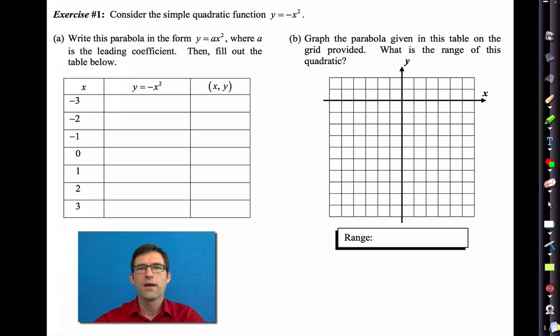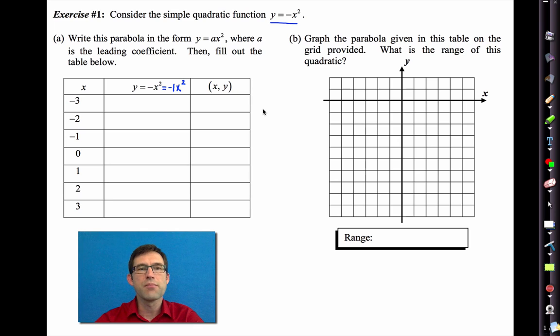Let's jump in and look at another simple quadratic function without our calculators. The simple quadratic function y equals negative x squared is one of the most important ones out there, and yet it's quite tricky. So let's take a look at letter A. It says, write this parabola in the form y equals ax squared, where a is the leading coefficient, then fill out the table below. Now here's the key. Even though it's not written, we can think of this as negative 1 times x squared.